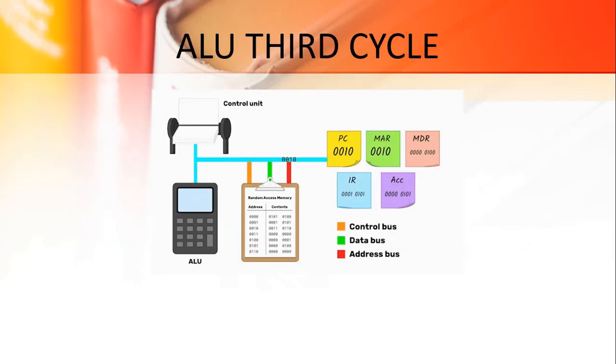See, this is the ALU third cycle. The third cycle is the last cycle. The data are again fetched and stored here. This process continues till the last data.